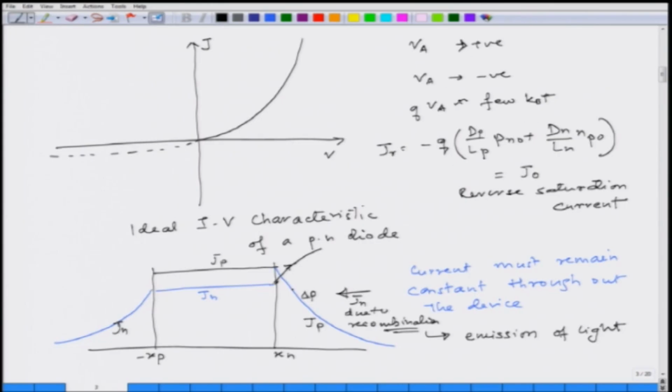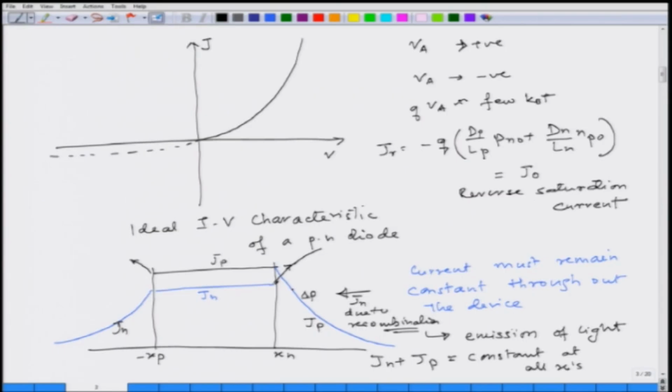Similarly, when the electron current is getting reduced here, the other current must be increasing to make up for the difference in this reduction, such that J_n plus J_p must remain constant. So, inside the device J_n plus J_p should be constant at all points, at all x. This is what is happening in the device. No recombination here in an ideal device, but recombination must be taking place in the region where you have excess carriers, and this recombination is the reason for having emission in the forward bias.